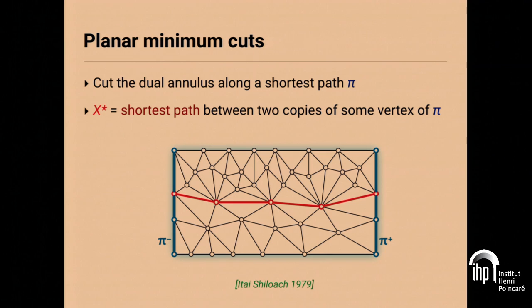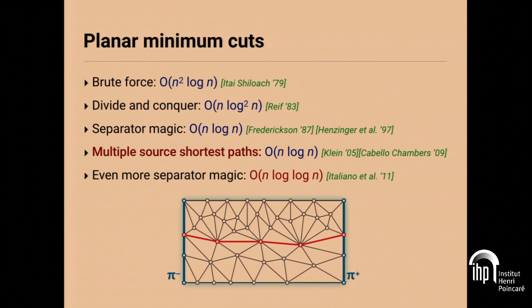So in the 1970s, Itai and Shiloh solved this problem by brute force. They said, just compute a shortest path tree at every vertex on the left. That'll give you the distance to the corresponding vertex on the right. And then there is a long, long history of faster and faster results. Reif developed a divide and conquer algorithm. Then Frederickson and later Henzinger developed a much, much more complicated divide and conquer algorithm.